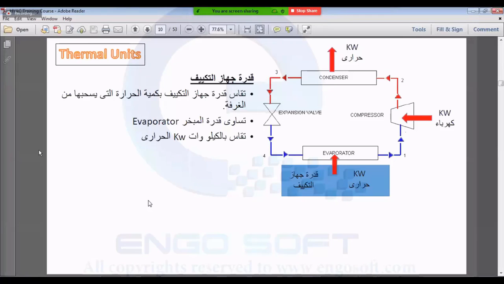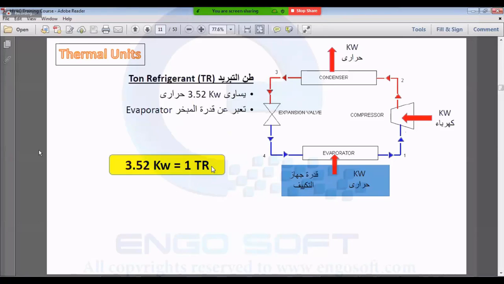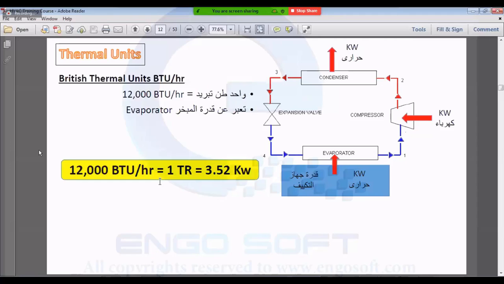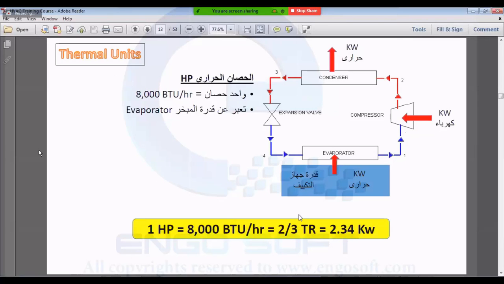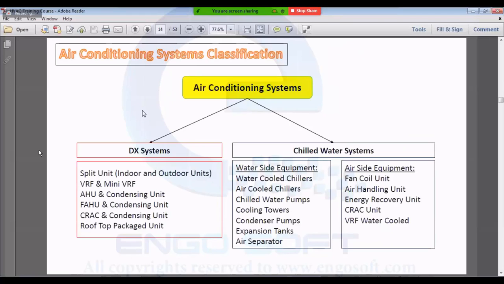Okay. In the third part, we discussed the different units. We discussed that the ton of refrigeration is equal to 3.52 kilowatts, and the horsepower is equal to 2/3 ton, which are the thermal units used in AC. In the last part, we classified air conditioning systems into two main types, DX systems and chilled water systems, and we identified the difference between them.